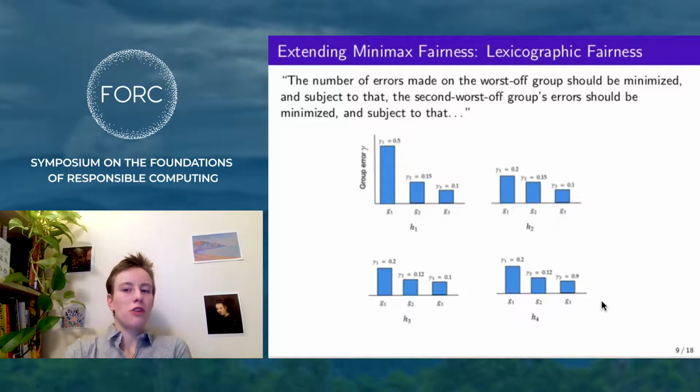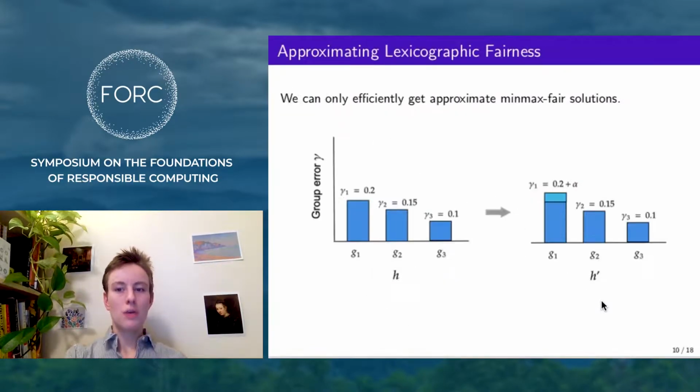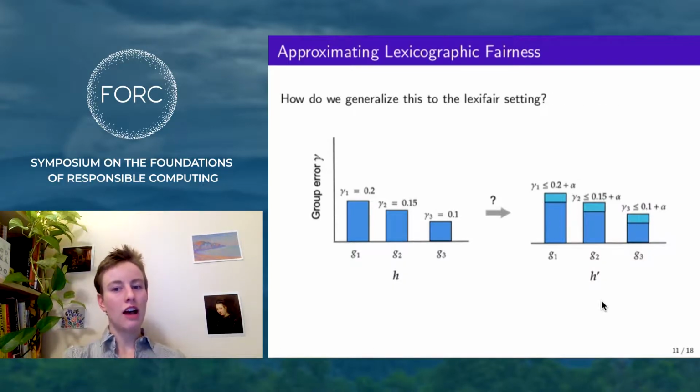This seems like a pretty straightforward generalization of min-max fairness, but there's a catch. We can't efficiently get a true minimization of the maximum group error, just an approximation that guarantees we're within alpha of it. So how do we generalize this notion of approximate minimax fairness to the lexifair setting? Can we require that the ith group in the approximate solution has error within alpha of the ith group's error in the true lexicographic solution, like here? It turns out this is not possible due to inherent instability.